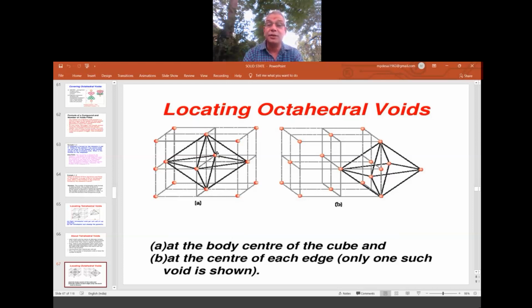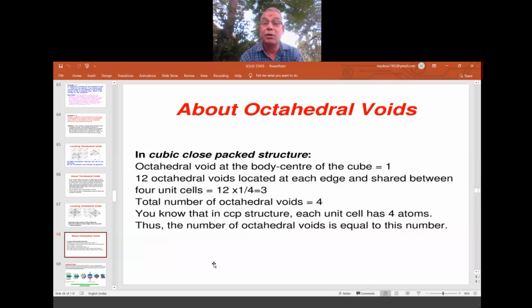I have taken FCC as the example. Otherwise, by bringing one more crystal lattice and joining the 4 and 2, we get one more octahedral void in this way. But it is 3 plus 3, so only one such is shown here, just to understand.